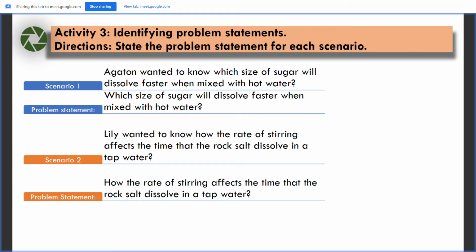Agaton wanted to know which size of sugar will dissolve faster when mixed with hot water. So, ang problem po niya ay aalamin kung ano yung mabilis matunaw na size ng sugar sa hot water. Scenario 2, Lily wanted to know how the rate of stirring affects the time that the rock salt dissolves in tap water. Ang gusto niya malaman, meron bang kinalaman yung paghalo sa bilis matunaw ng rock salt sa tap water.